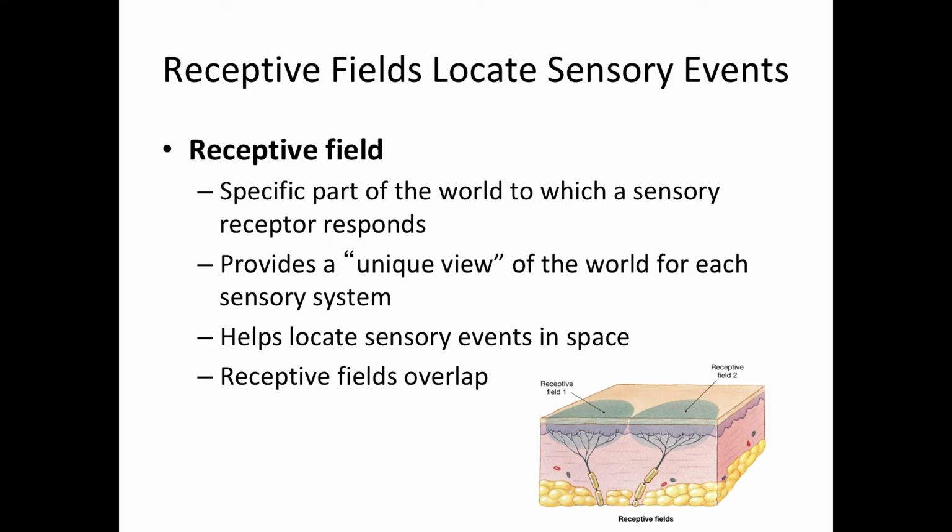Receptive fields also help locate sensory events in space, and they also facilitate different actions in space. Because the receptive fields of adjacent sensory receptors may overlap, their relative different responses to events will help us localize different sensations. Here you see a picture. I think this one is in the skin, and for this neuron, this will be the receptive field, and for this neuron, this will be the receptive field. Whenever you touch right here, this neuron will fire, and whenever you touch right here, this neuron will fire. However, sometimes these overlap, and if you touch in the middle, they will both fire.